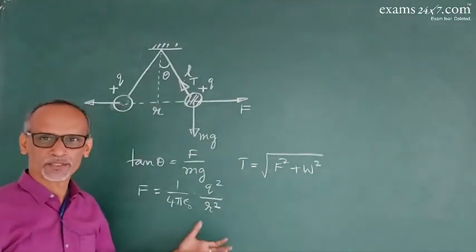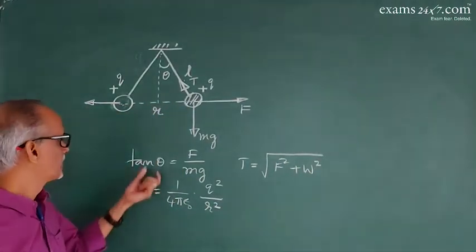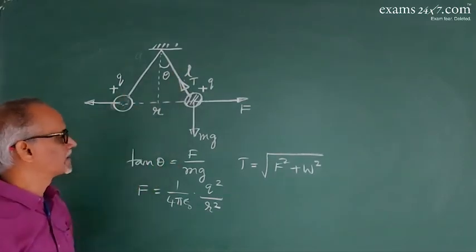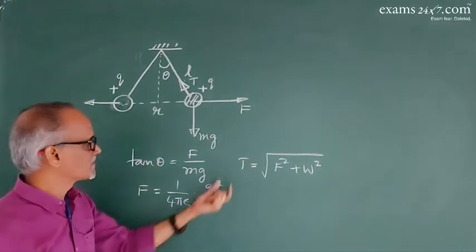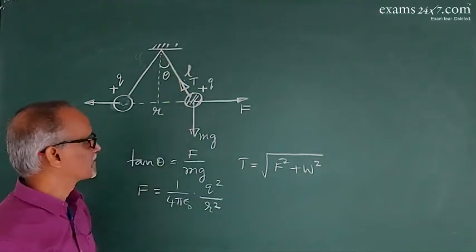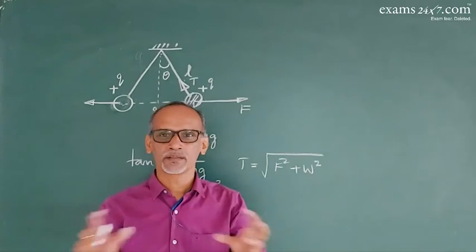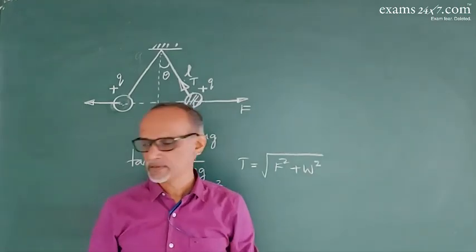So using these equations, we can find any of the variables: the angle made by the string with the vertical, the force between the two charges, even the charges on both the spheres, as well as the tension in that particular string, provided the two spheres are in equilibrium.